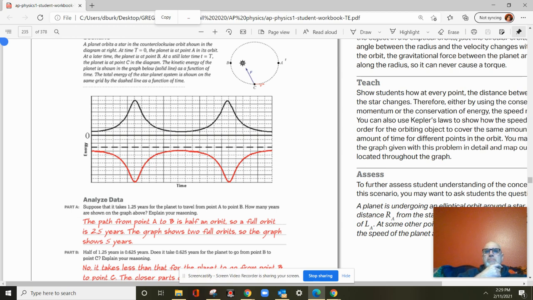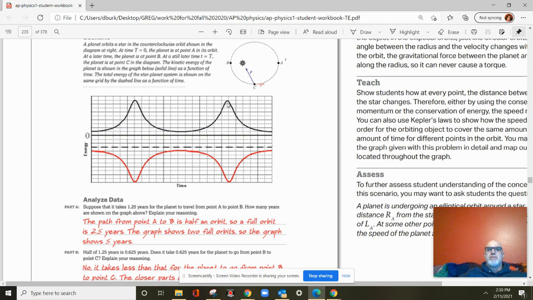So how many years? Well, from A to B, it's half of this planet's year. It takes 1.25 years to go from A to B. And I'm looking at 2 cycles in the graph. The pointy part of the graph shows me that I'm at point B, because that's where I'm going to be going the fastest, when I'm closest to the sun. So I'm at point B here, and I'm at point B here.